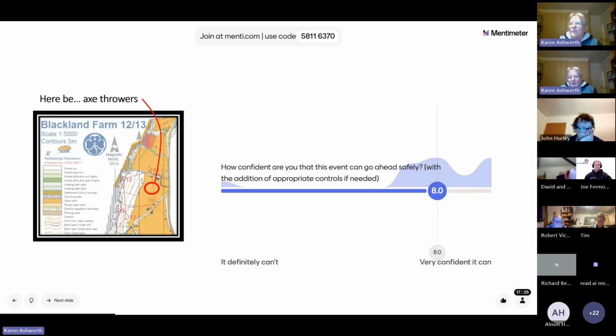Okay, I can see we've got votes from 17 people already, and the nice blue shape in the background tells us roughly the distribution of those answers. It seems to have slowed down now. So everybody's reasonably confident that they could put something in place to still hold this event successfully.